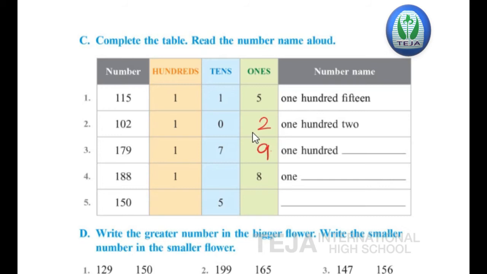What is this? 79. What is the spelling of 70, children? SEVENTY. 70. Put hyphen and write 9 spelling. NINE. 9. 79. Next here 188. Write 1 in hundreds place, 8 in tens place, and 8 in ones place. See, in tens place what we had to write here? 8. And the number name of it is 100.